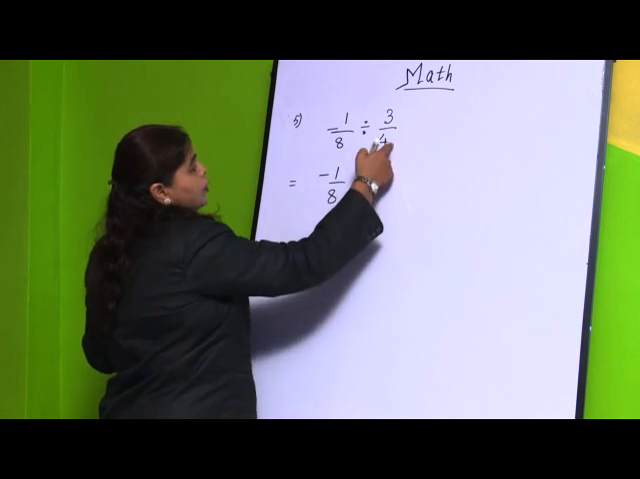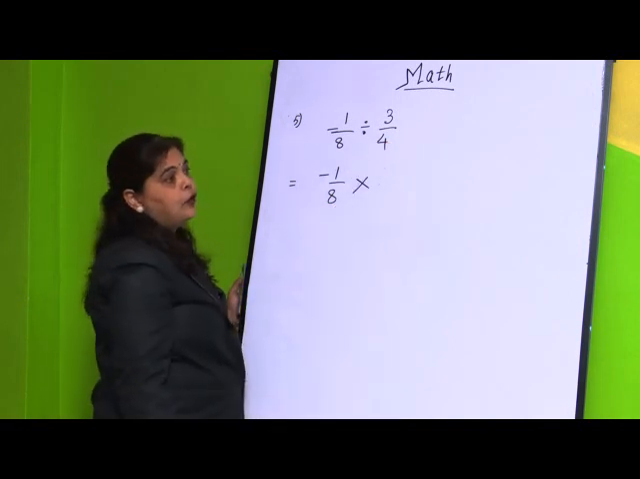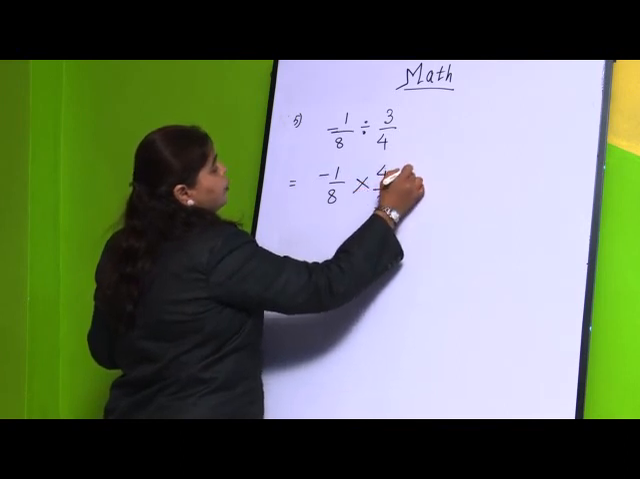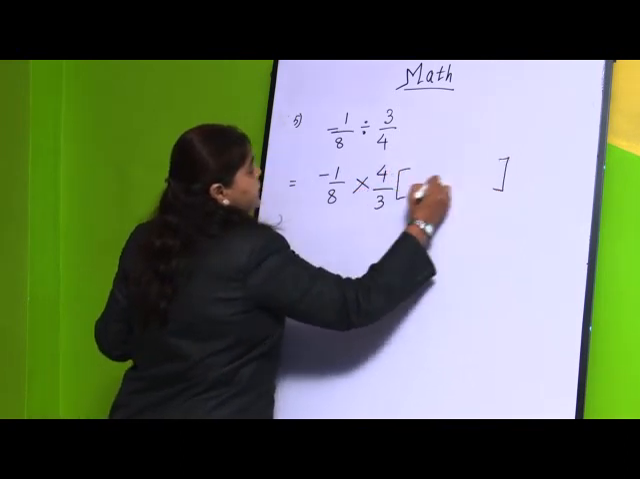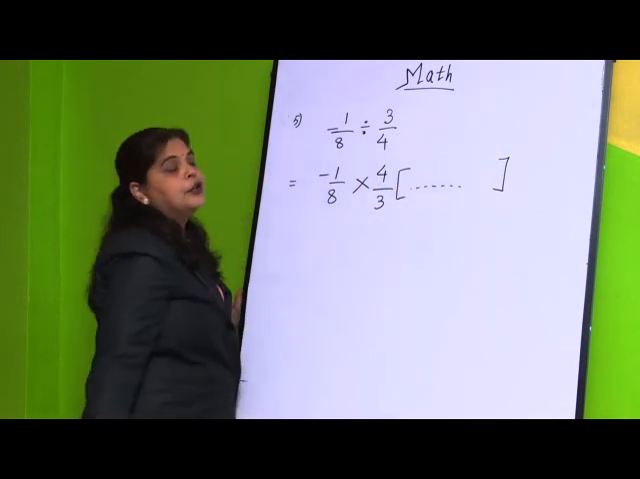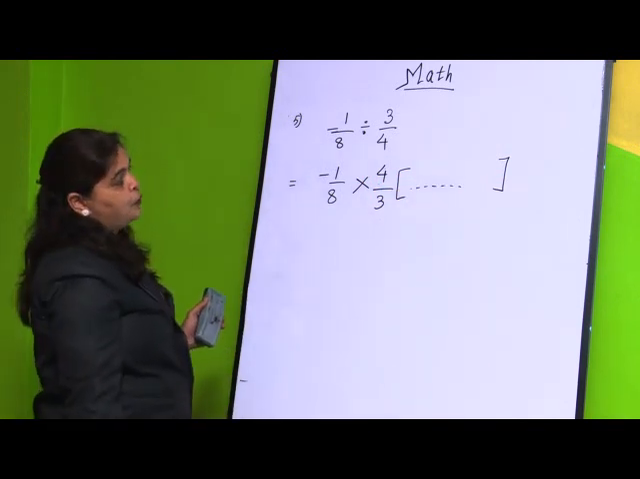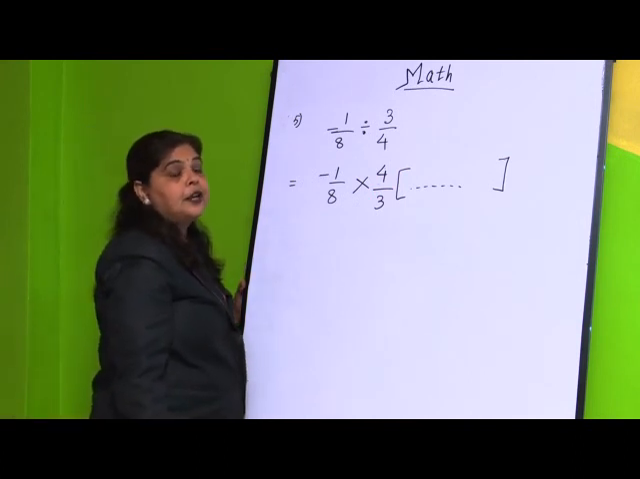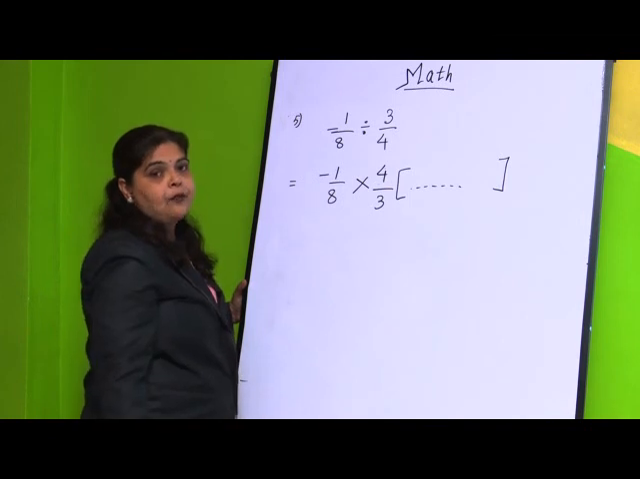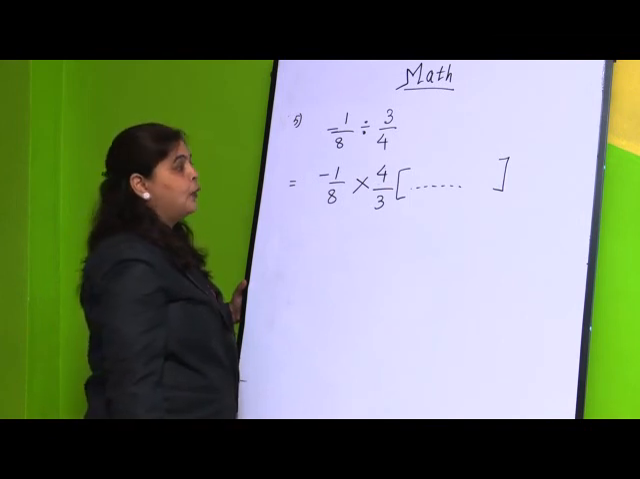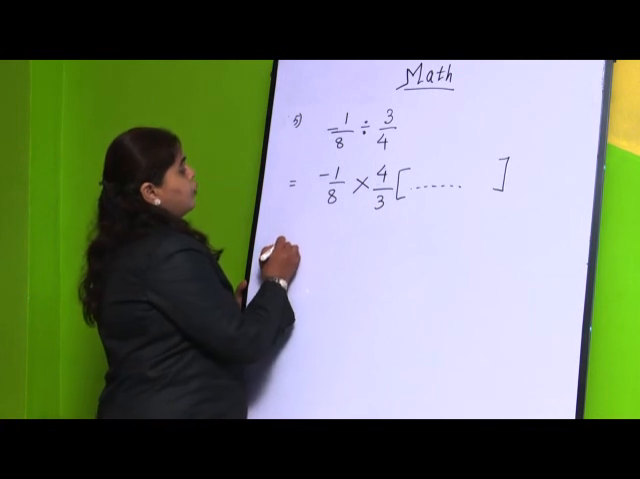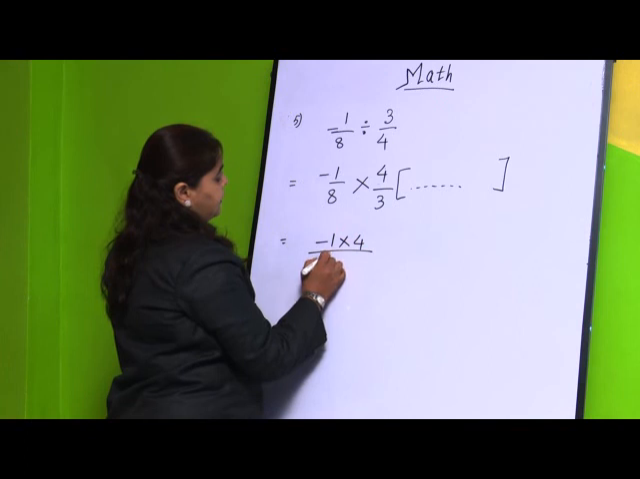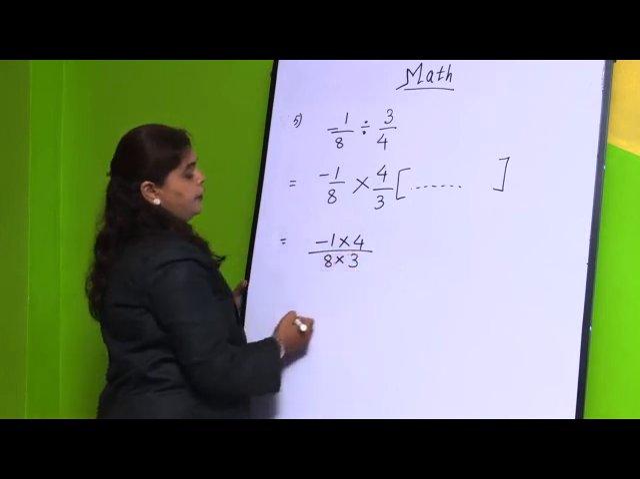What is the reciprocal of this, 3 upon 4? Yes, you are right. It is 4 upon 3. No need to write every time that the reciprocal of 3 upon 4 is 4 upon 3, because when we are studying a new concept, at that time we follow for 1 or 2 examples. So here what will it be? Multiplication of numerators and multiplication of denominators.